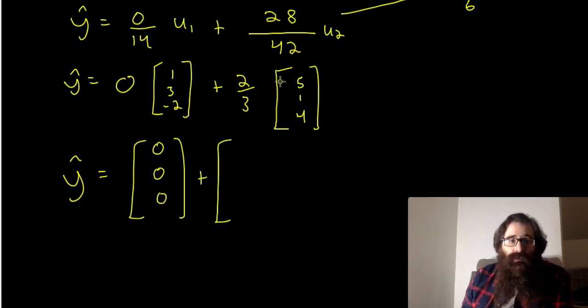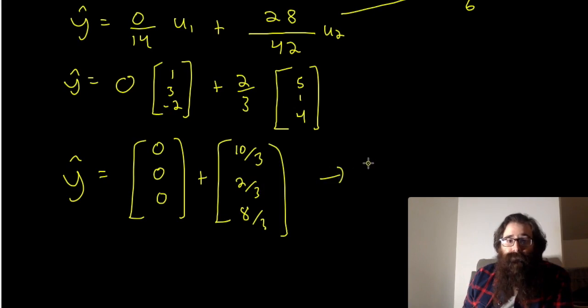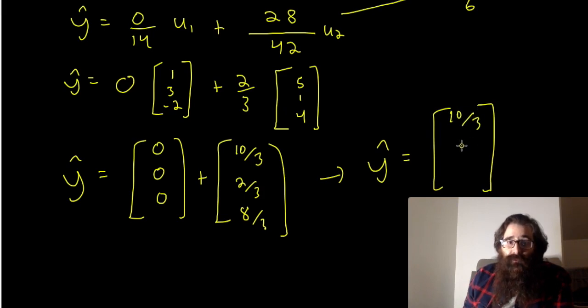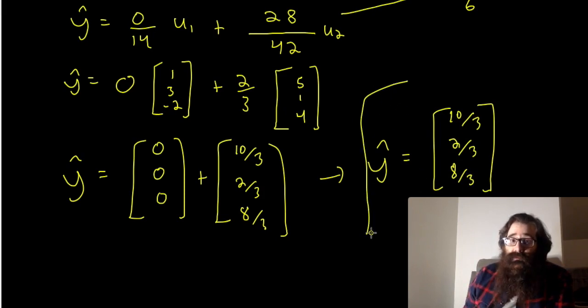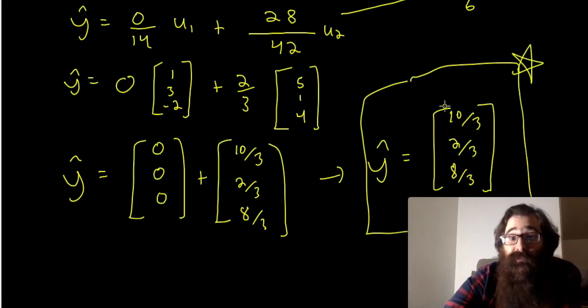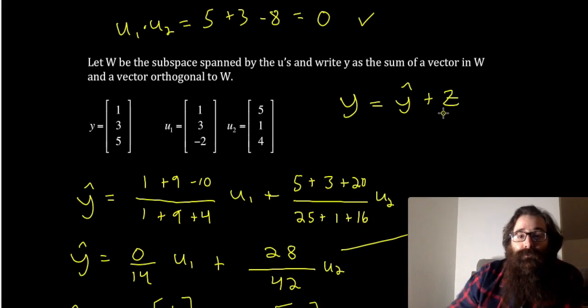Plus, here 2/3 times 5 is going to give me 10/3. 2/3 times 1 gives me 2/3. 2/3 times 4 gives me 8/3. So then y hat is this vector with entries 10/3, 2/3, 8/3. Now that's part of this. I'll box it, star it. I don't want to forget it. Could never forget you. But I need this other part, z.